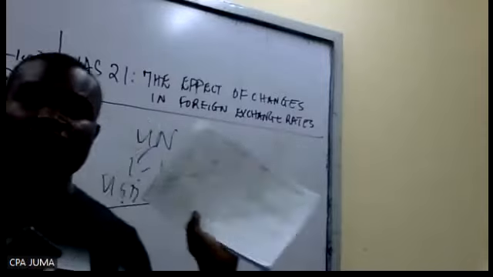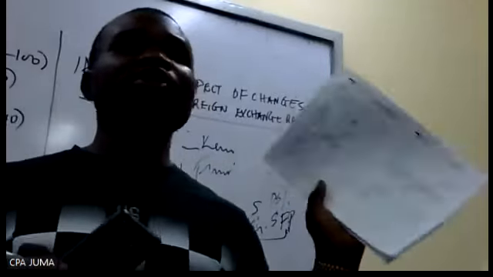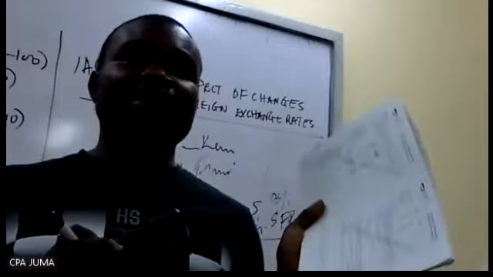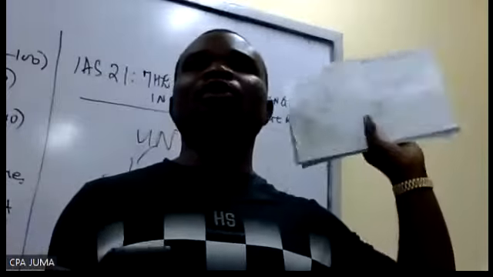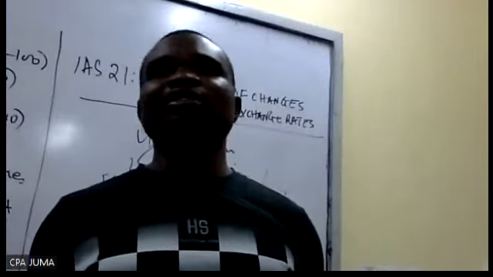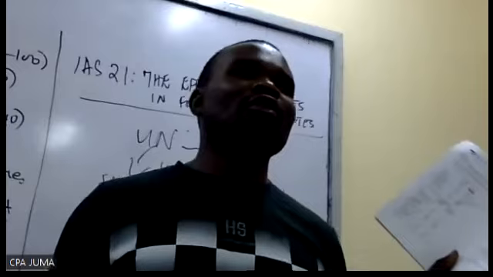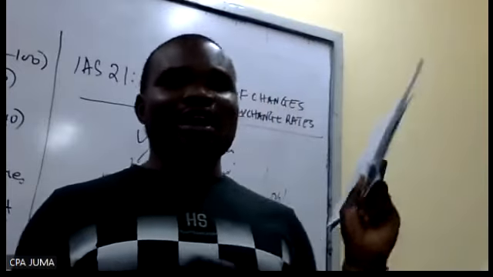The only one which you are told is average. For closing, you are guided by the dates. So you check the balance sheet date, 31st December 2021. Which rate was there on 31st December 2021? 4. So for assets and liabilities, you use 4.